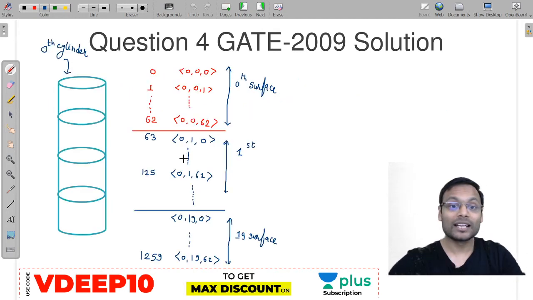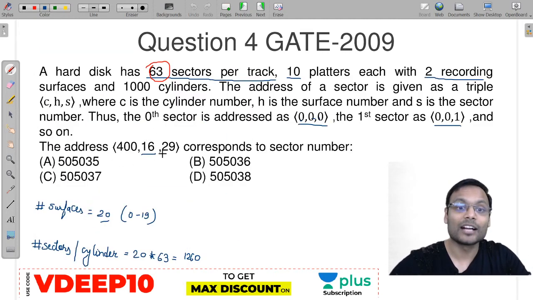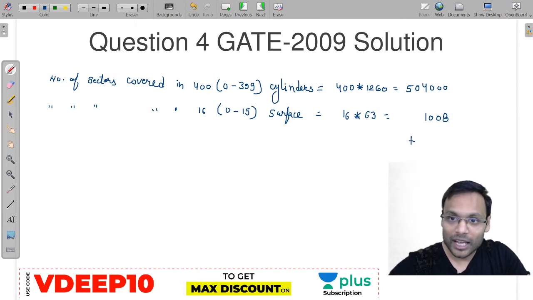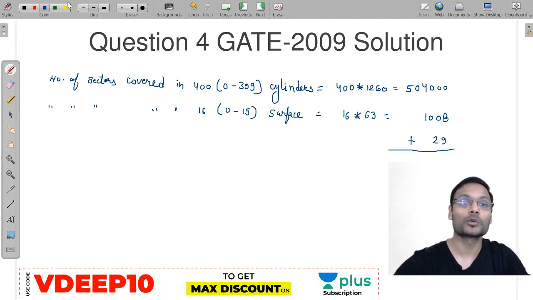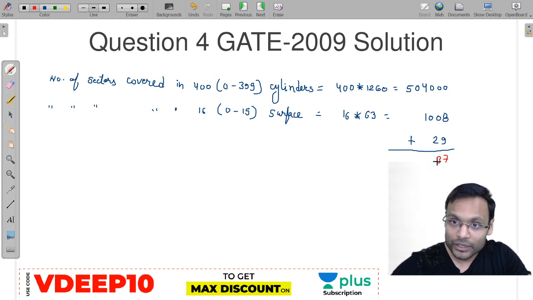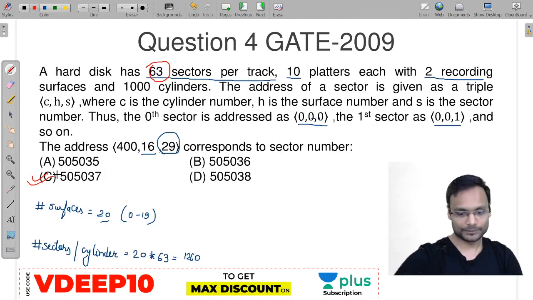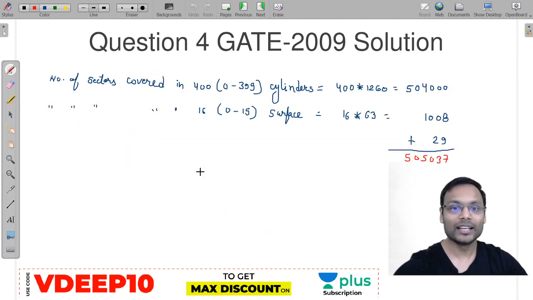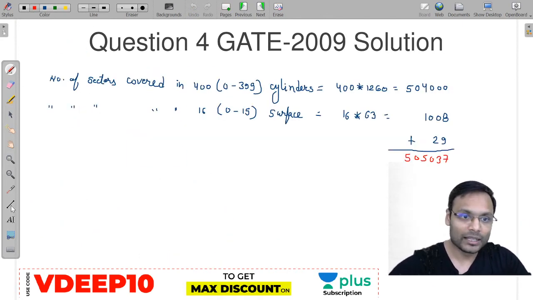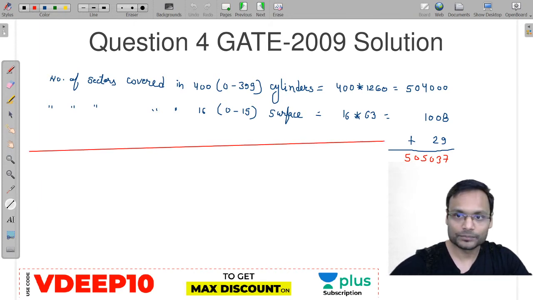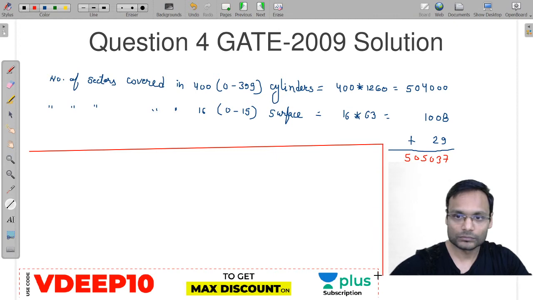Now which particular surface are you in? You have reached the 16th surface, at sector number 29. Hence, you just cover 29 more sectors and that gives the sector number whose address is 400,16,29. That will be 730507. Option C is correct. And what we did here is this. Let me write it down this way. Let's assume.